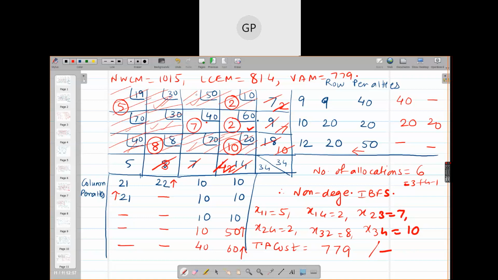So we improve these solutions by the modified distribution method, that is the MODI method, that we will see in the coming lectures. In the next lecture also, we will be solving some problems based on these methods. We should have enough practice of solving by LCM and VAM. And then only we will see certain terminologies required for optimization techniques, and then we will see the actual MODI method. Okay, girls?